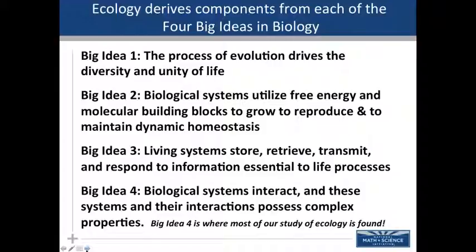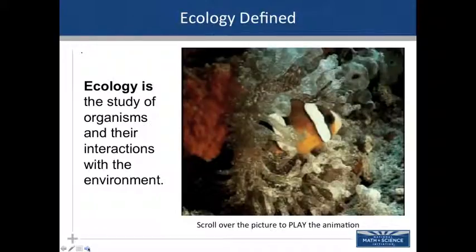And so this is where most of ecology is going to be found, even though we are going to at some point talk about big idea 1, 2, and 3. 1 having to do with evolution, 2 having to do with free energy and how organisms grow, reproduce, and maintain homeostasis, and big idea 3 about how they store, retrieve, transmit, and respond to information. But most of the biological ideas that we're going to talk about in ecology are going to be on the 4th big idea.